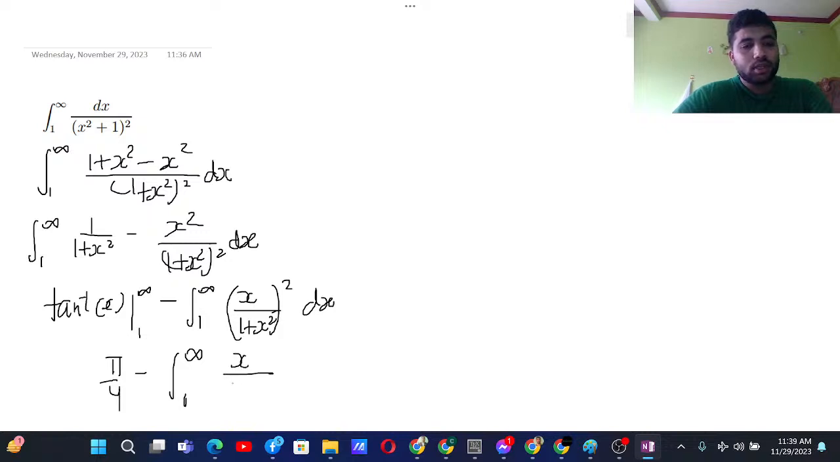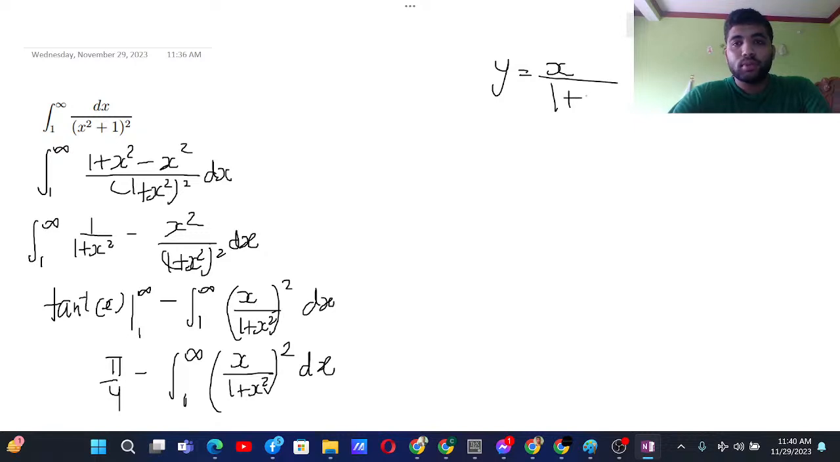Now for this integral, after making some tries, again you will realize that if we let y = x/(1 + x²), it just boils down to the same expression at the end. That's why it will be helpful. So let's try to see how it goes.